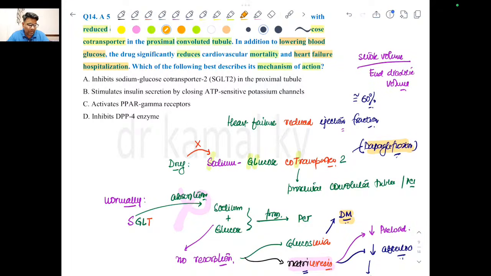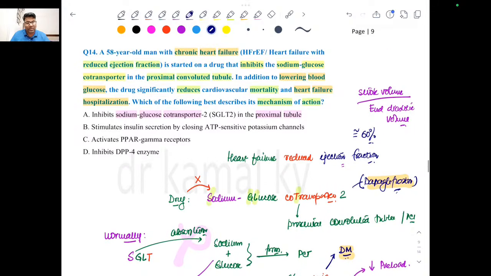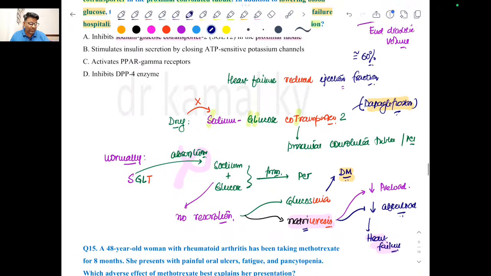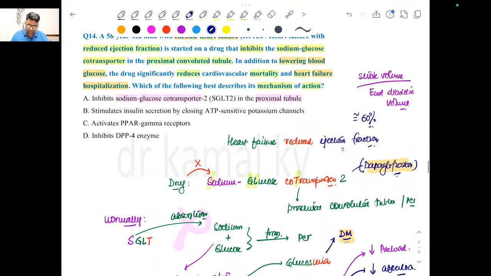Very good, Imran, Vikas, right. So, this is inhibition of sodium glucose cotransporters in the proximal tubule, especially with respect to heart failure. Although gliflozins are discussed as hypoglycemic, anti-diabetic drugs, they are also useful in heart failure patients. So, that is very important to remember here. Very good Vikas, very good Imran, Priya, absolutely right.